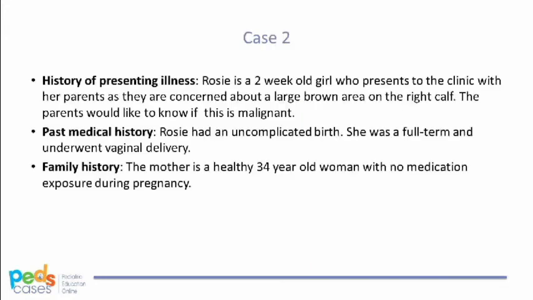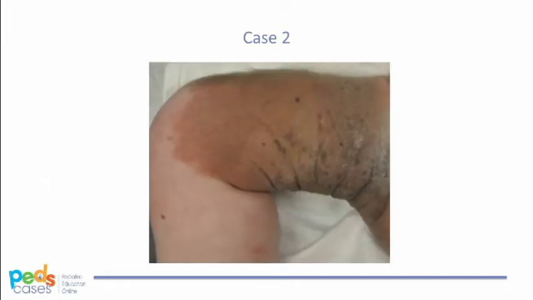Here's the history of presenting illness. Rosie is a 2-week-old girl who presents to the clinic with her parents as they are concerned about a large brown area on the right calf. The parents would like to know if this is malignant. Past medical history: Rosie had an uncomplicated birth. She was a full-term baby and underwent vaginal delivery. Family history: the mother is a healthy 34-year-old woman with no medication exposure during pregnancy.